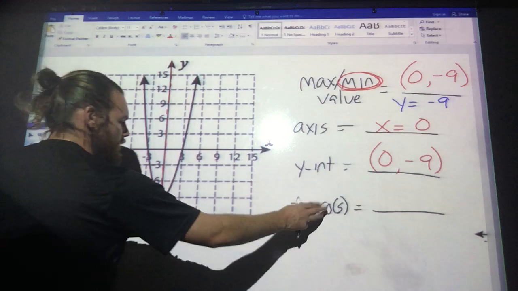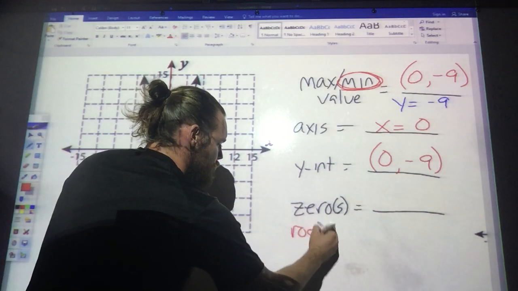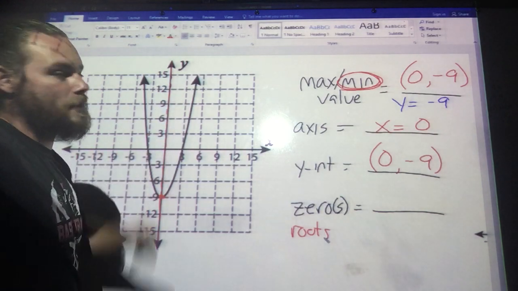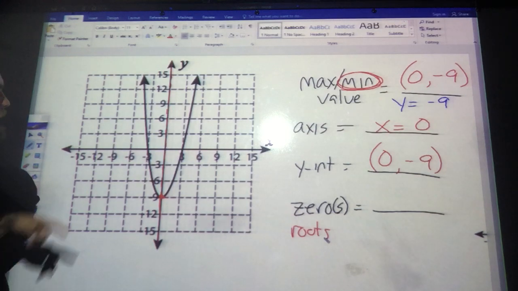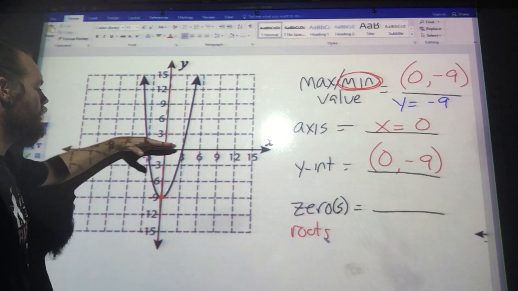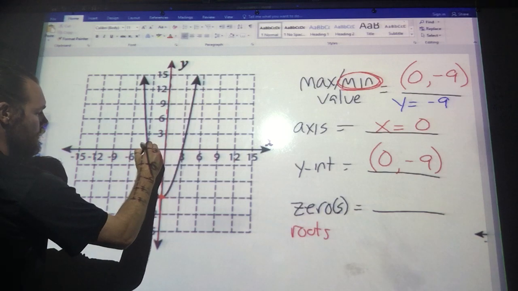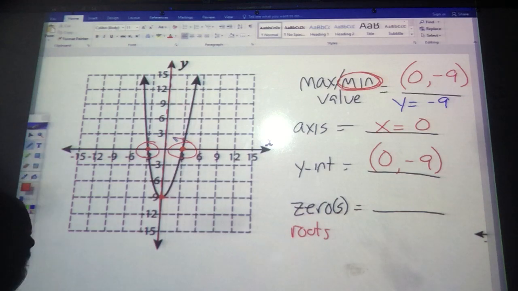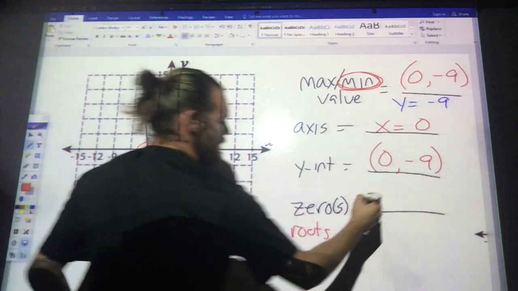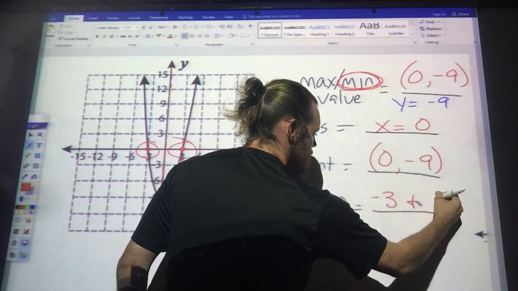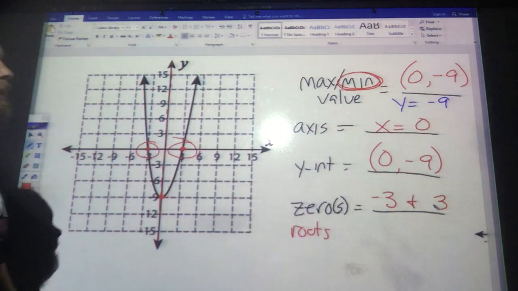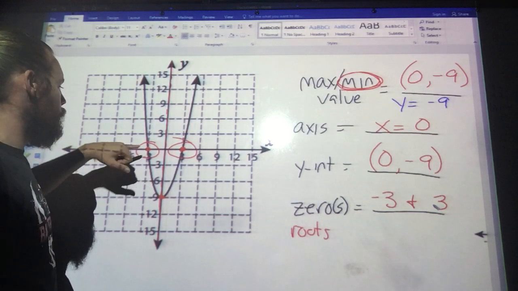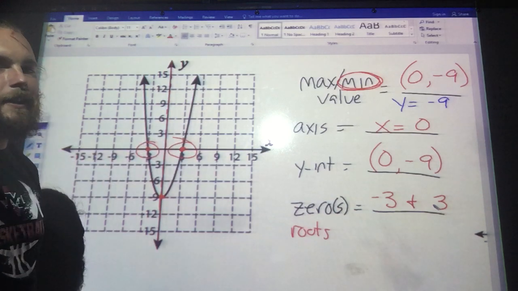Now, our zeros, also called roots, are the points where the parabola crosses the x-axis. In this case, we see that it crosses the x-axis twice. Once here and once there. Okay? So those are our zeros. So we're going to say we have zeros at -3 and 3. Finding the zeros, again, comes down to just looking at the graph and seeing where the parabola crosses the x-axis.